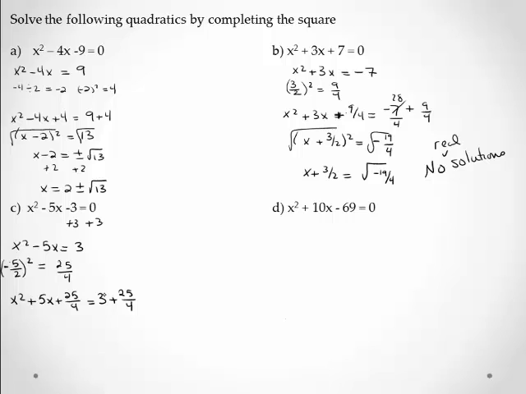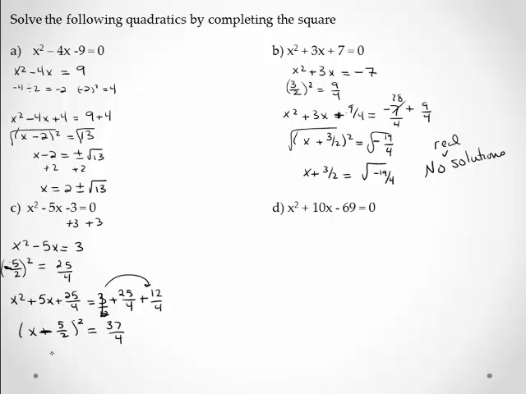Okay, 3 is the same thing as 12/4. So I'm just going to move that over here. So I'm going to have (x minus 5/2) squared. The sign will stay the same. That is equal to 25 plus 12 is 37/4.